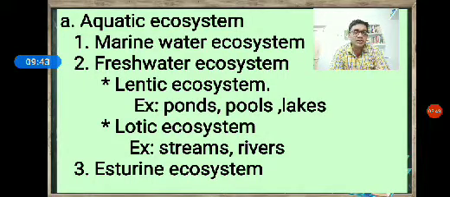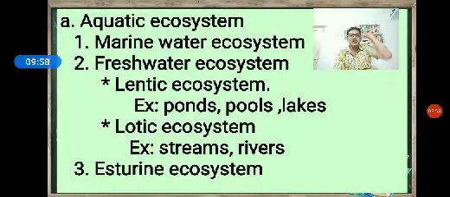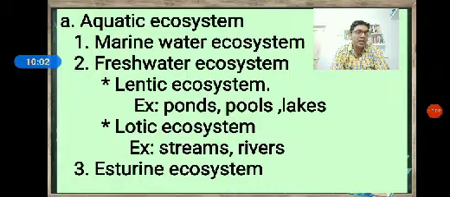Examples: rivers, streams. This is very important; it is often asked for 1 or 2 marks. Lentic means standing water, lotic means flowing or running water. Lentic ecosystem examples are ponds, pools, lakes; lotic examples are streams and rivers.